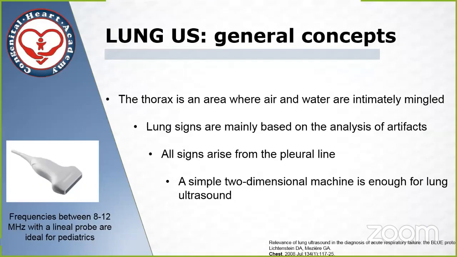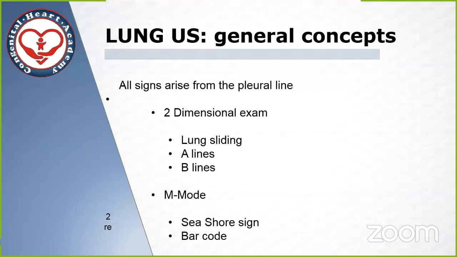atelectasis or consolidation in our patients. And this is relatively easy to do with a lung ultrasound, right? Because the thorax is a combination of air and water, and that gives us a window on a spectrum of images that are relatively easy to interpret. And the lung signs are mainly based on the analysis of artifacts, and we don't need a really fancy machine. We need a simple two-dimensional machine that gives us very simple information.